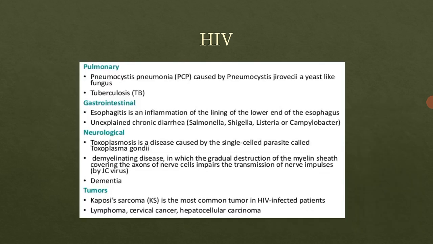Now, along with these 4 groups of symptoms that we saw, there are some other symptoms also. Which are they? They can be the pulmonary symptoms, then GI tract infections, neurological infections, and tumors. So we will see them one by one. Along with those 4 groups, these symptoms can also be observed.